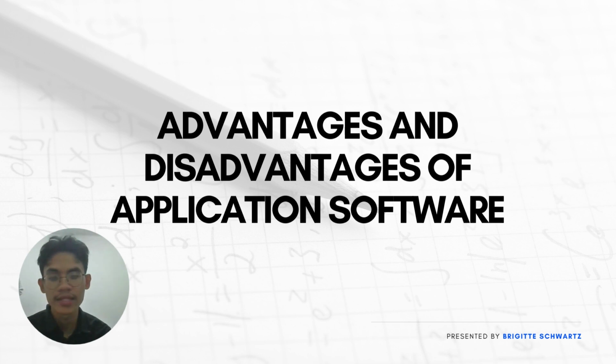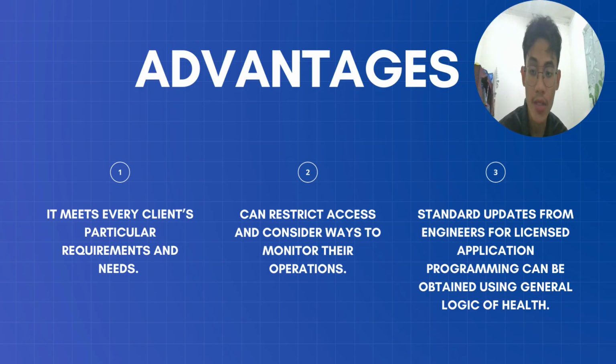Advantages and disadvantages of application software. Advantages of application software. First, it meets every client's particular requirements and needs. The client recognizes that they must use one explicit program to complete the task because it is planned explicitly for one reason. Second, businesses that are associated with a particular application can restrict access and consider ways to monitor their operation.